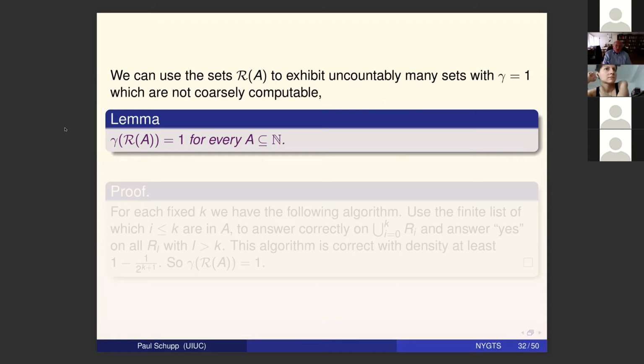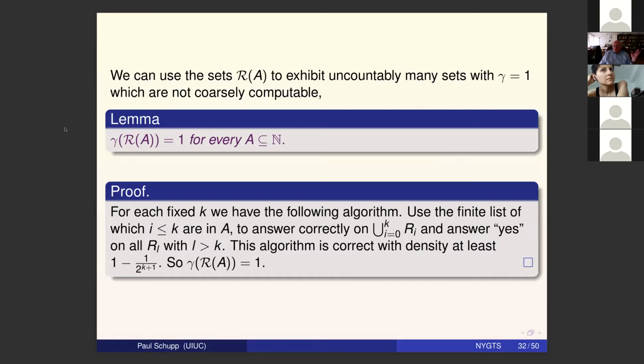Okay, so we're looking at a limit. For each fixed k, we certainly have the following algorithm. We can use the finite list of which i less than or equal to k are in A, so we answer correctly on the union from i equals 0 to k of the R_i. We answer yes if something's in an R_l where l is bigger. This particular algorithm is certainly a computable set, and it's correct with density at least 1 minus 1 over 2^(k+1). So we can get a computable set agreeing as closely as we like with R(A), so gamma of R(A) is 1.